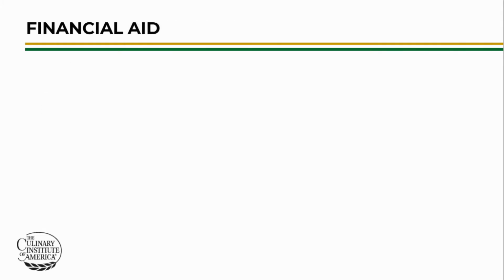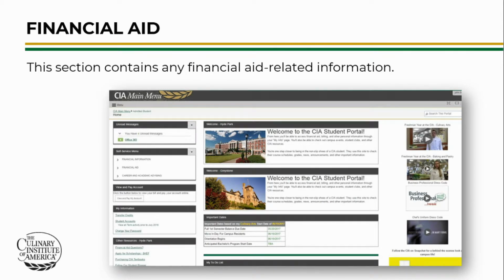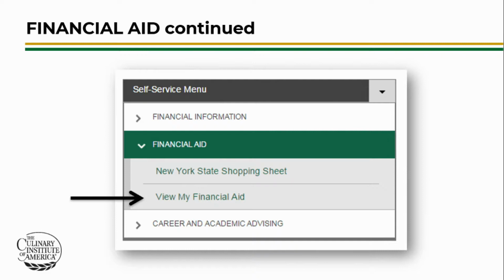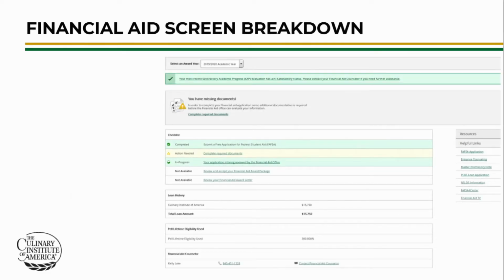I'm going to pass this over to Hollis, who's going to go over the next section, which is financial aid. Thank you, Tony. So I'm going to take some time to talk about the actual financial aid related information. You see the second bar down there on the self-service menu. You can click on financial aid, and the student will be able to view their personal financial aid statement. This is a screen that deals with a lot of information, so I'm going to take some time and go over each piece of this screen.